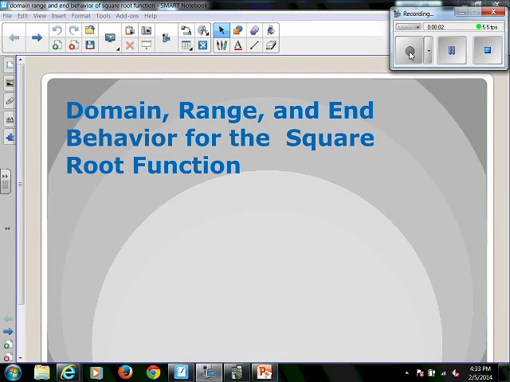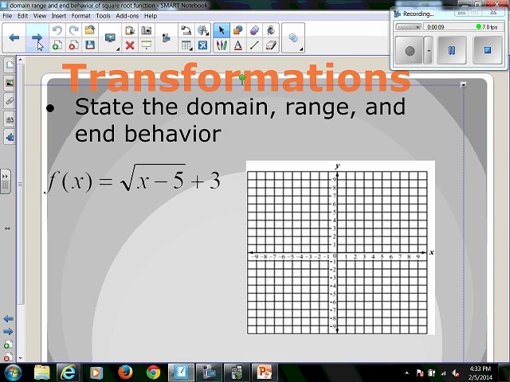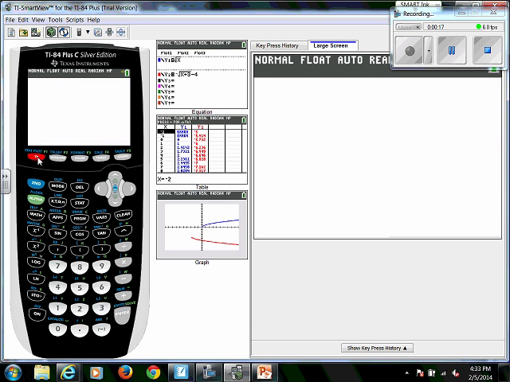Today's lesson is on domain, range, and end behavior for the square root function. Let's look at this function, square root of x minus 5 plus 3. We want the domain, range, and end behavior. So the first thing we're going to do is graph it.